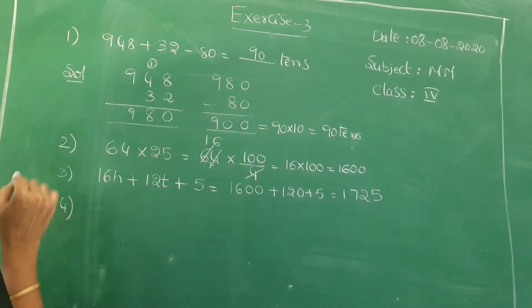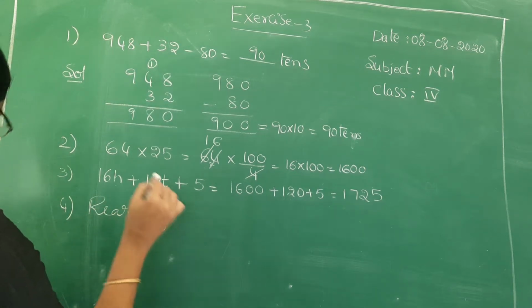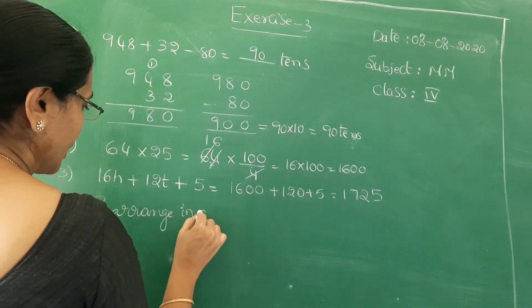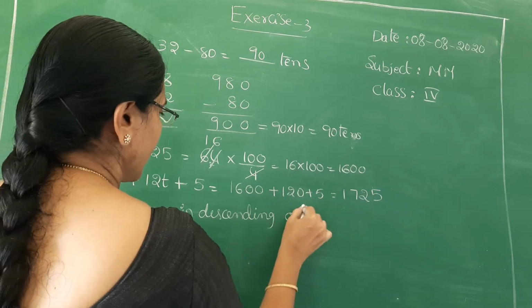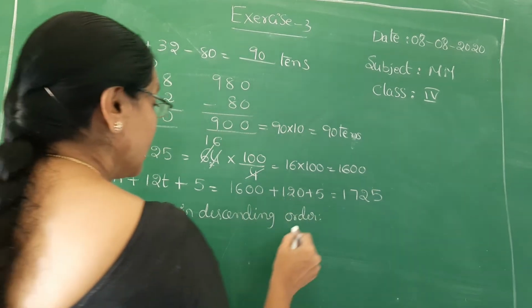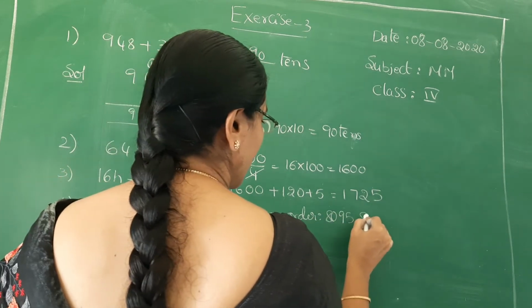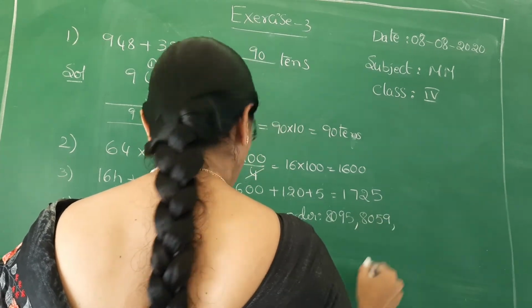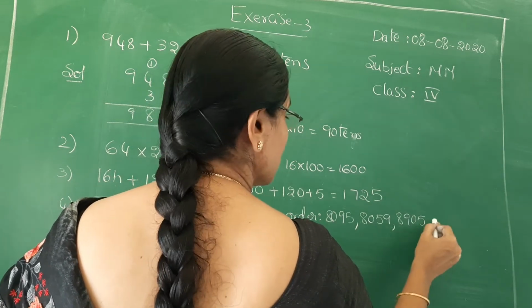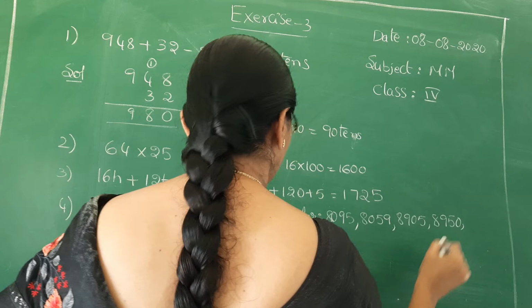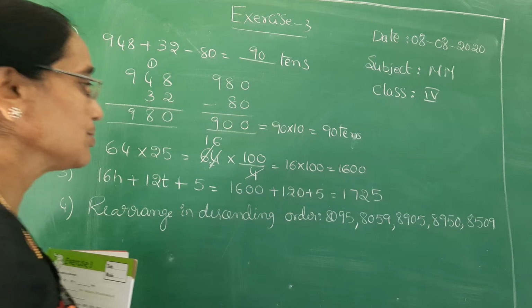See the fourth problem. Rearrange in descending order. See what numbers they have given here: 8095, 8059, 8905, 8950, and next 8509.